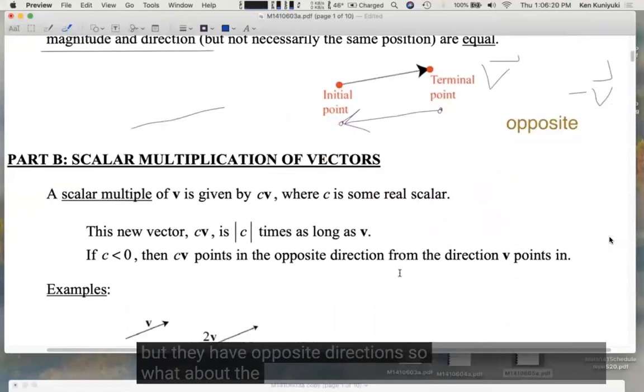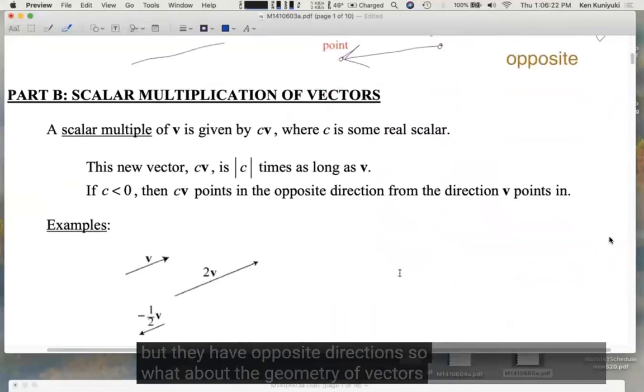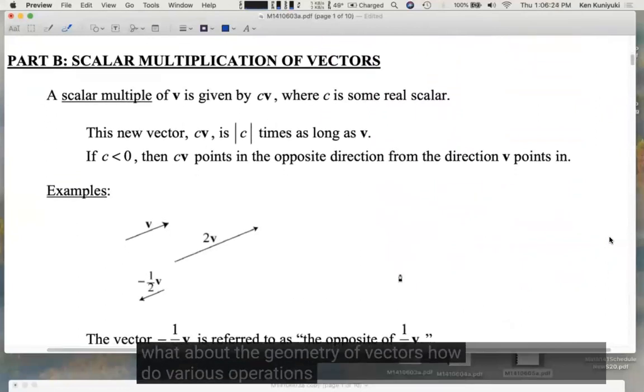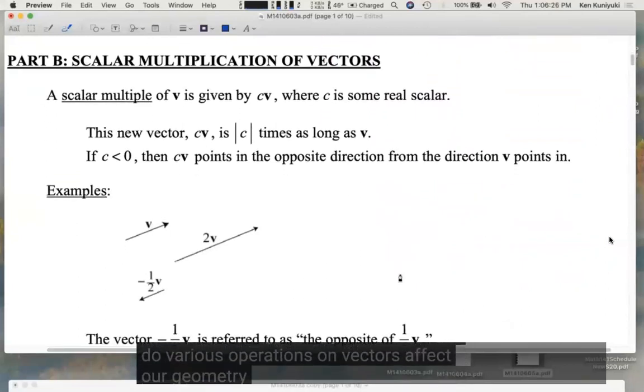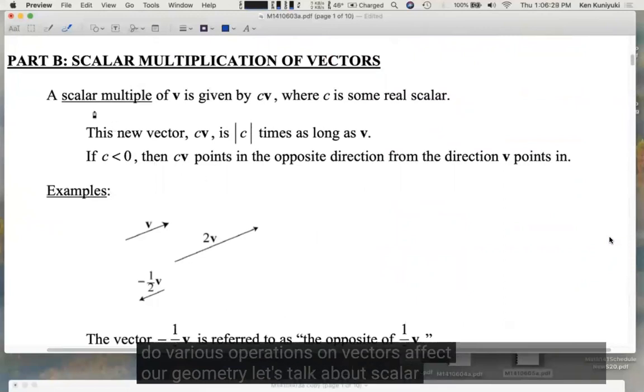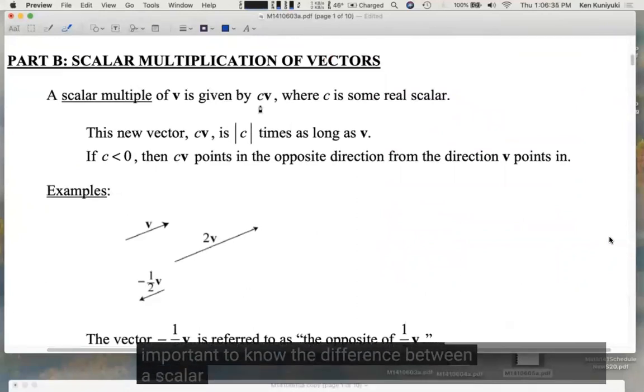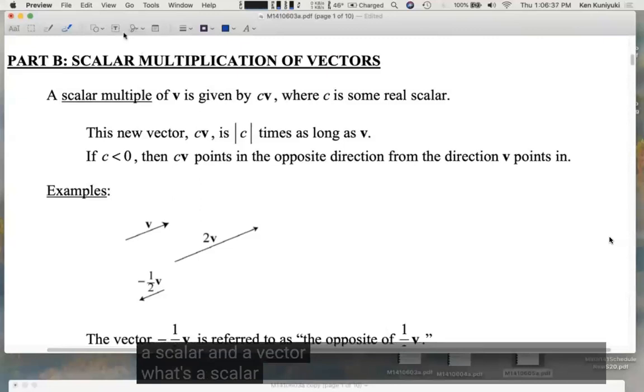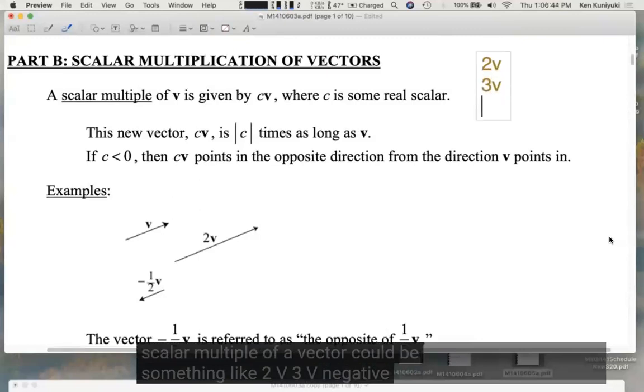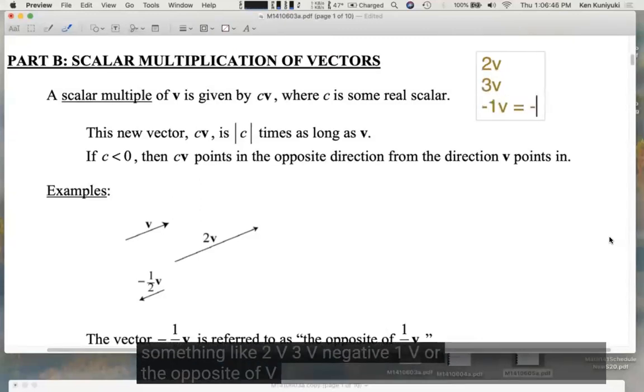So what about the geometry of vectors? How do various operations on vectors affect their geometry? Let's talk about scalar multiples of V, and this is what I mean when I say that it's important to know the difference between a scalar and a vector. What's a scalar multiple of a vector? A scalar multiple of a vector could be something like 2V, 3V, negative 1V, or the opposite of V.